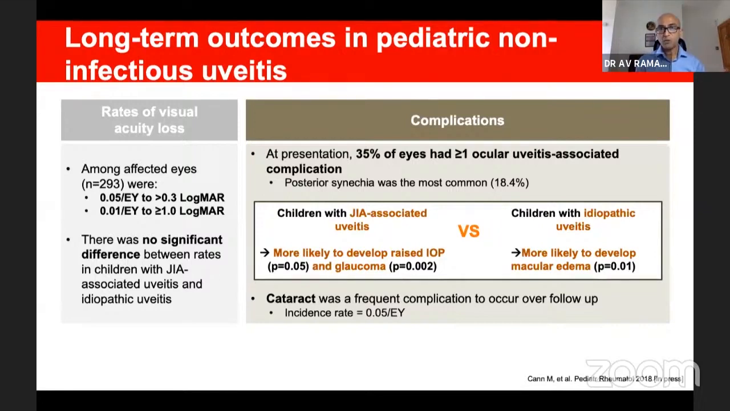So to give you a take-home message, even in 2020, at least in our experience, if you have JIA-associated uveitis, you have a 1 in 3 chance of having an ocular uveitis-associated complication. In children with JIA-associated uveitis, it's usually raised intraocular pressure and glaucoma. If you have idiopathic uveitis, more likely to develop macular edema, and probably this is down more to screening and absence of screening. Cataract and posterior synechia are frequent complications, showing that ocular morbidity is still an issue in spite of biologics.